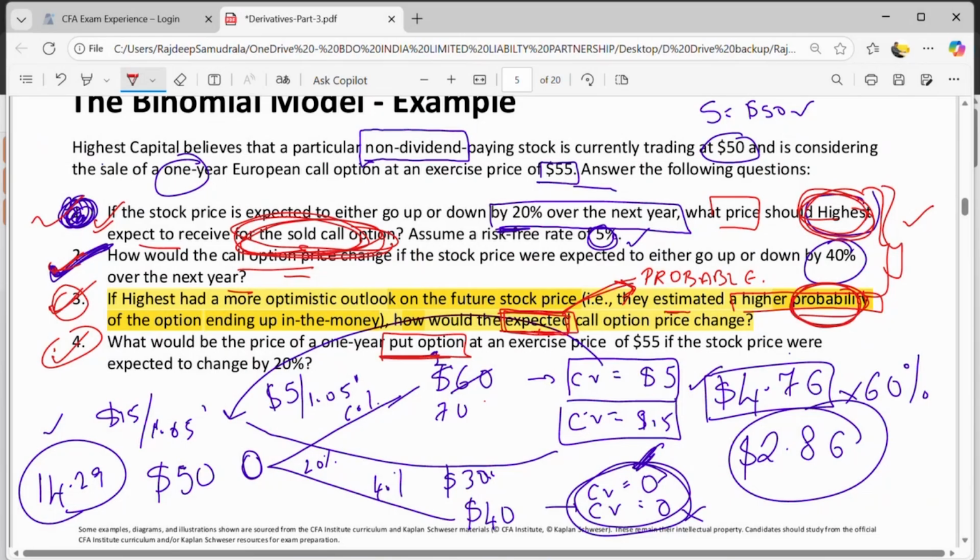Question 4, and this is where the trick starts. They're saying, what would be the price of the option if it's expected. So here in the exam, for expected change in price, you will start using probabilities. Why? Because they ask you the price and value, they'll ask you value, and they'll ask you based on expectation. Clear?